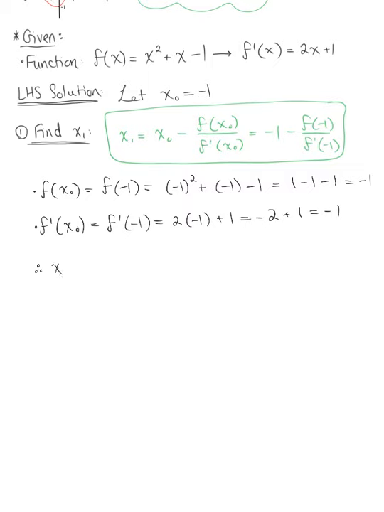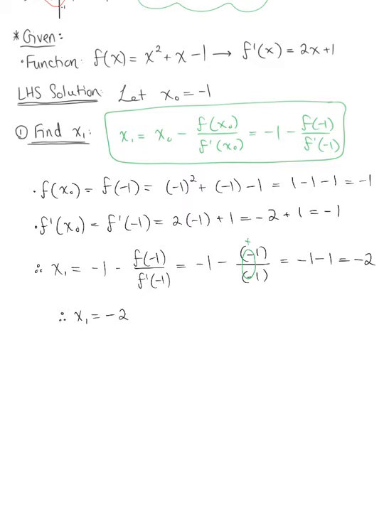So therefore, x sub 1 is negative 1 minus f of negative 1 divided by f prime of negative 1. So I have negative 1 minus, we have negative 1 in the numerator divided by negative 1 in the denominator. So lots of negatives here. Be careful with your algebra. We've got negative divided by negative, which will become positive. So I have negative 1 minus 1, which is negative 2. And we have officially found x sub 1. So x sub 1 is negative 2.